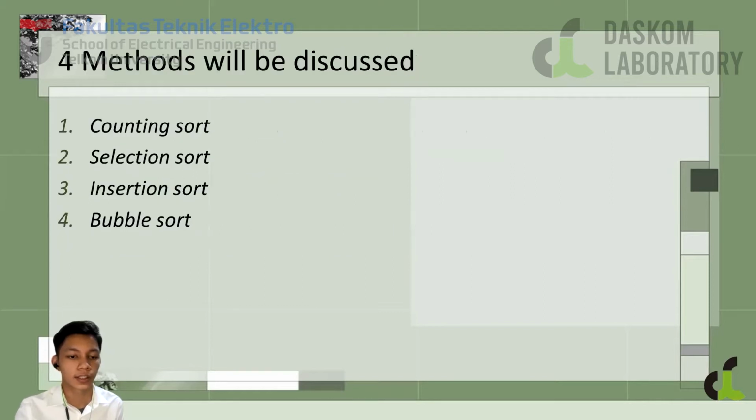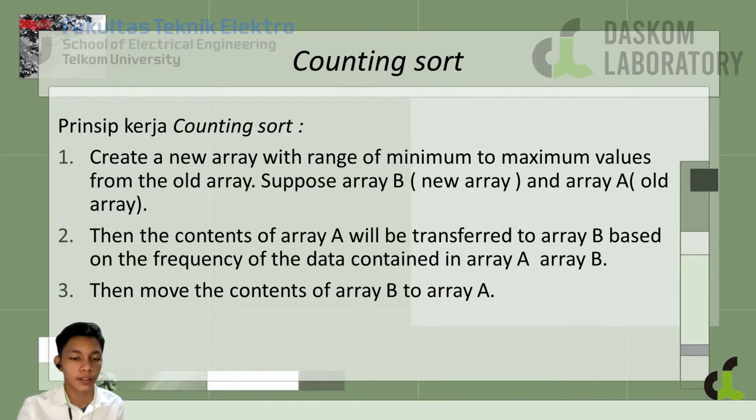Next, sorting has many methods, but in this module, we only discuss four sorting methods. The first method is counting sort, and next selection sort, insertion sort, and last bubble sort. So let's go to the first method of sorting. There is counting sort.